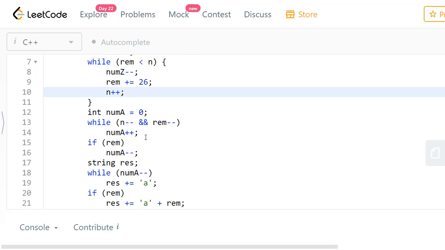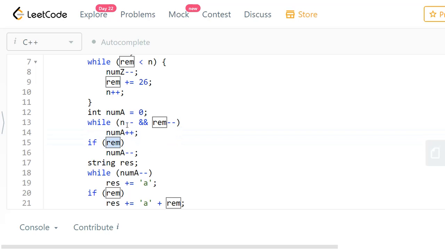Then we need to calculate how many A's we can use. Let's initialize with 0. From the remainder, we should try to fill as many positions as possible with the alphabet A so that we get the smallest string. So we do while n minus minus and remainder minus minus, and we keep incrementing the number of A's. If one of them becomes 0, that means there is no remainder, so we cannot have any further characters. At the same time, if n is 0, that means all positions have been exhausted, so we break out of the loop. If n is 0, it's fine because we have filled all the positions for the string.